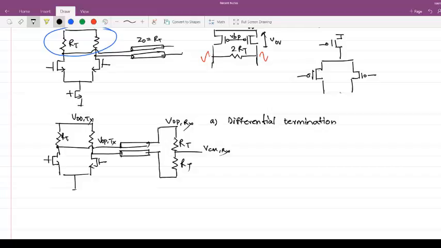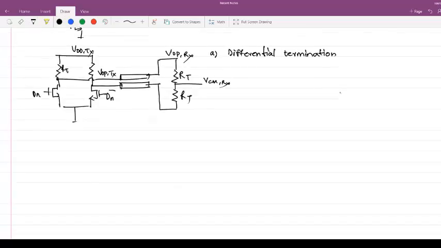Another problem with this, let's look at it in a simpler manner. Let's say when Dn is equal to 1, then M1 is on and M2 is off. Now look at the current flow. This is very important, where it differs from your common mode signaling.